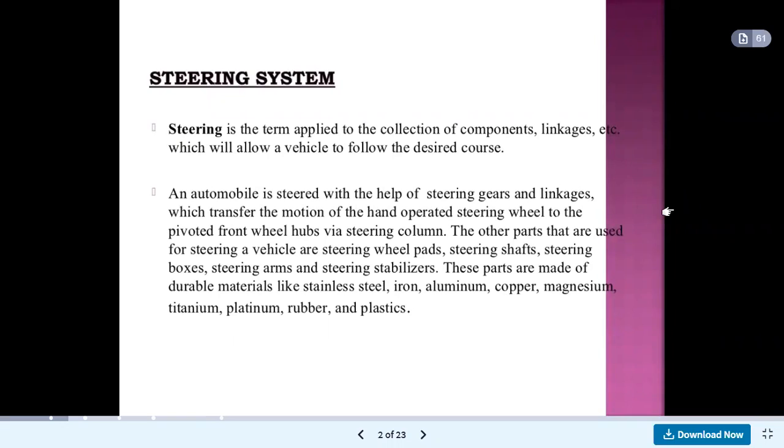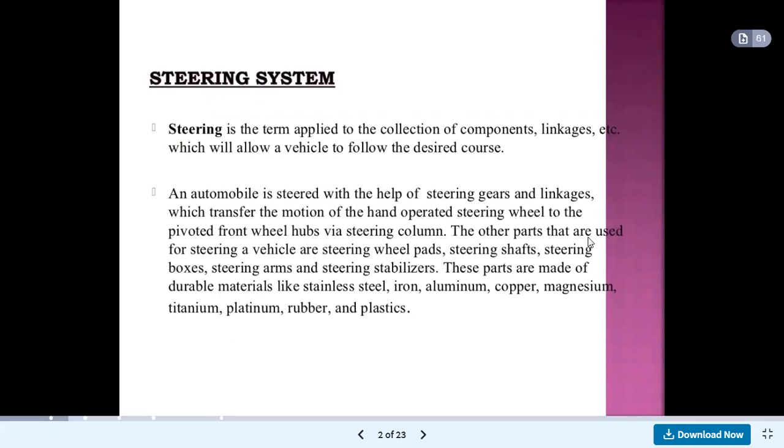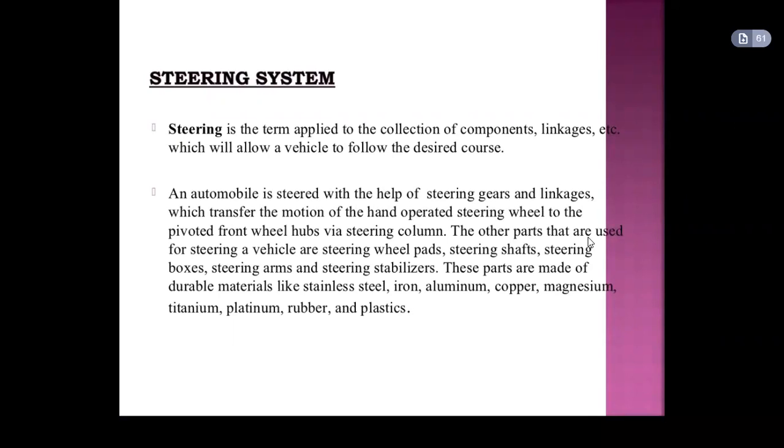So if we see the steering system, then steering is the term applied to the collection of components, linkages, etc., which will allow a vehicle to follow the desired course. An automobile is steered with the help of steering gears and linkages, which transfer the motion of the hand-operated steering wheel to the pivoted front wheel hubs via the steering column.